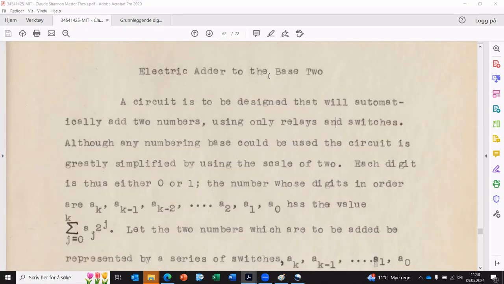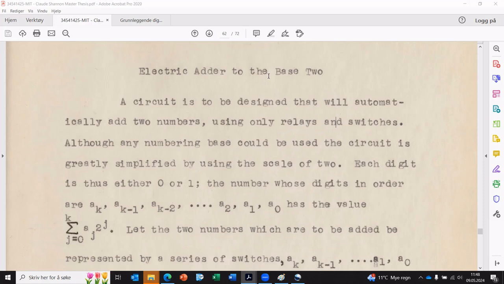At last, after 12 minutes of reading Shannon's master thesis, we come to what we are looking for: an electric adder to the base of 2, a binary adder. A circuit is to be designed that will automatically add 2 numbers using only relays and switches. Although any numbering base could be used, the circuit is greatly simplified by using the scale of 2. That was what I call a good observation. Each digit is thus either 0 or 1.